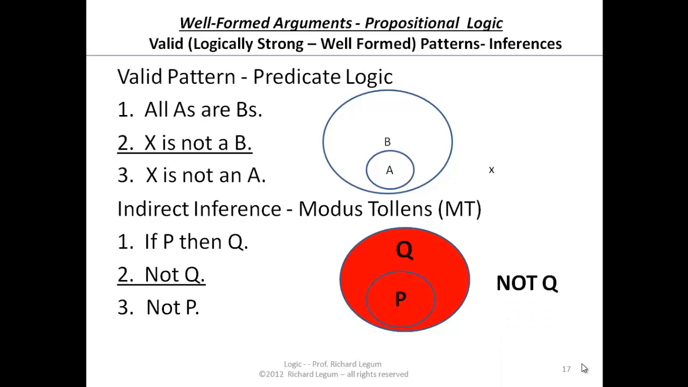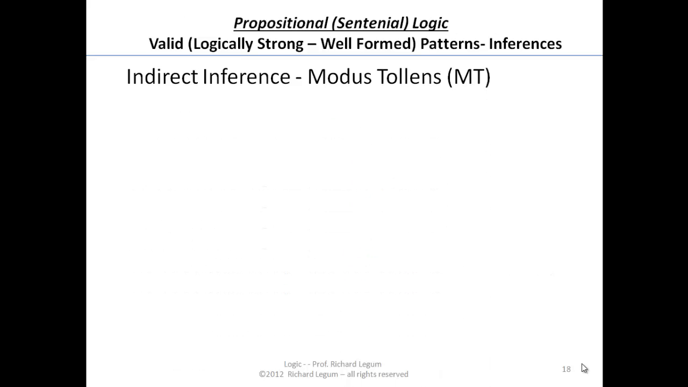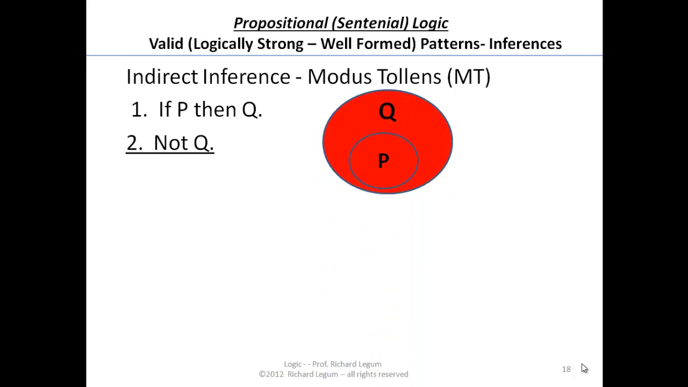Now let's look at an example. So the not Q is outside. That's why I made it red, to indicate it wasn't there. Okay, indirect inference: if P then Q, not Q, therefore not P. Okay, and let's look at an example of this.